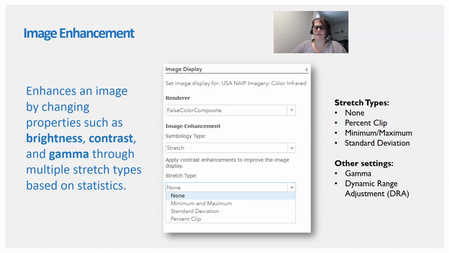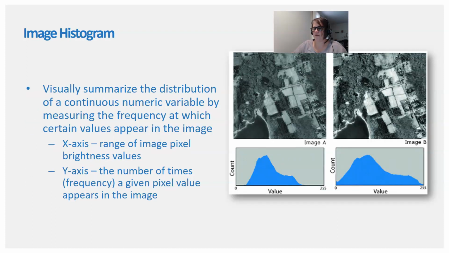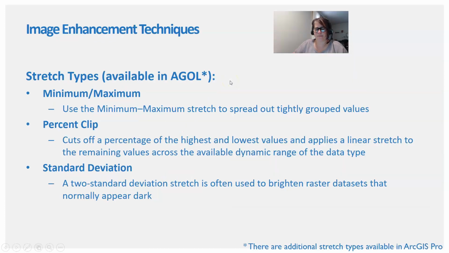Essentially this is just, again, like I said, it lets you change up the brightness settings, the contrast settings, and the gamma settings. And essentially it is taking your image histogram and stretching it out over the available range of values so that areas don't appear so dark, there's more contrast, and you have the ability to discern features a little bit more easily. And these are the image enhancement techniques that are available within ArcGIS Online.